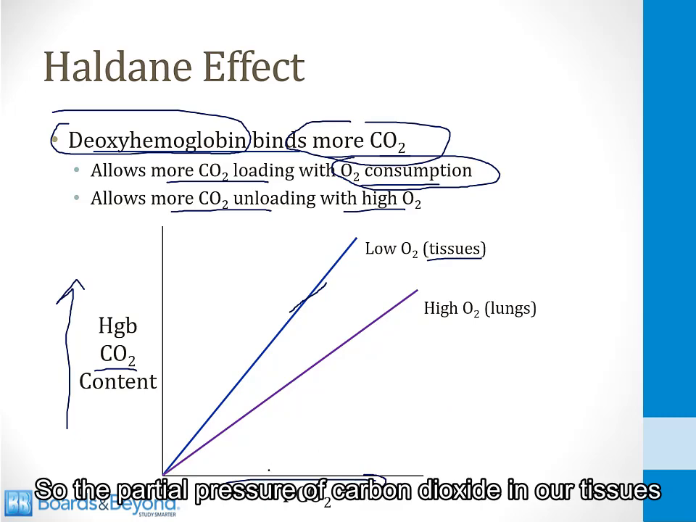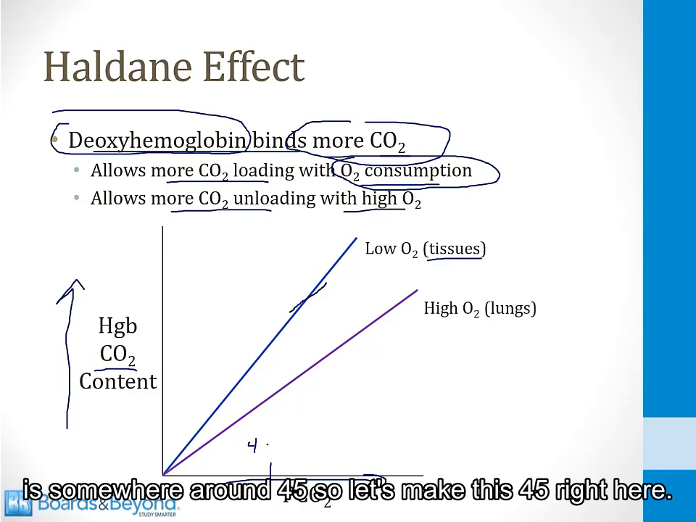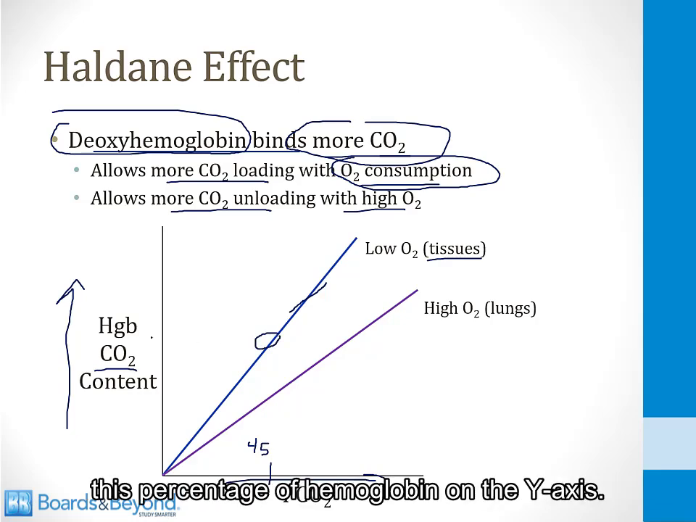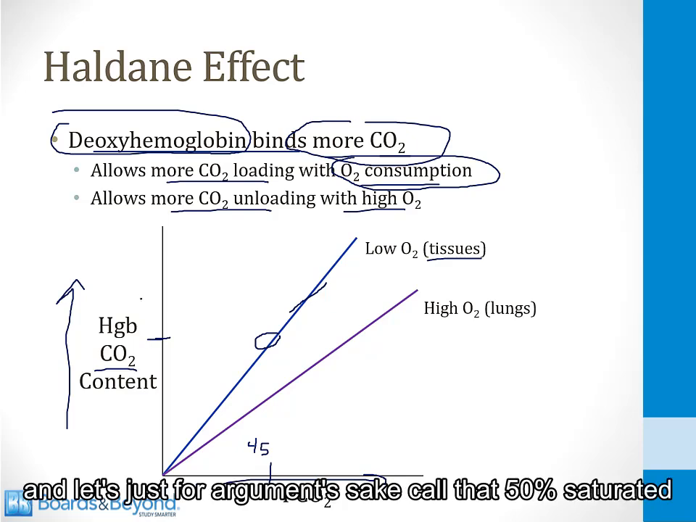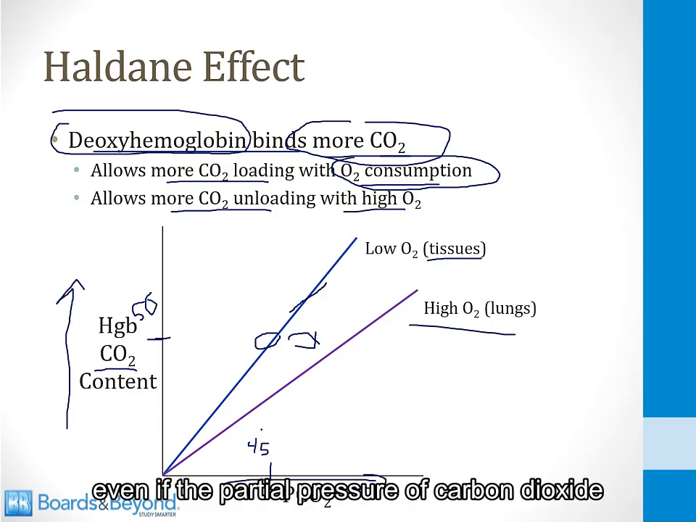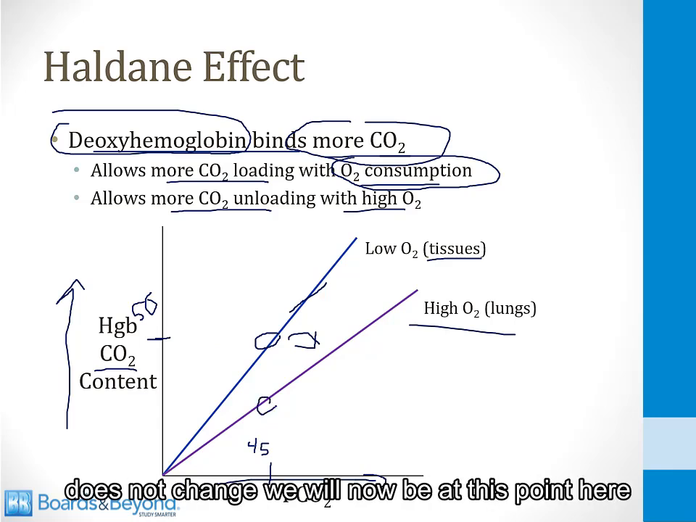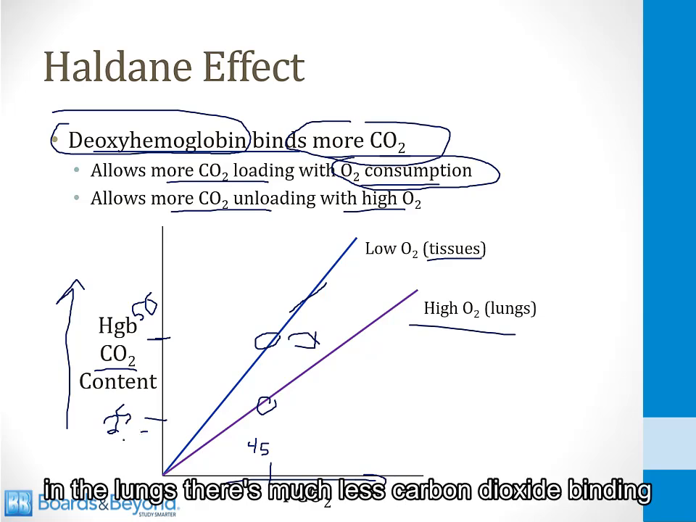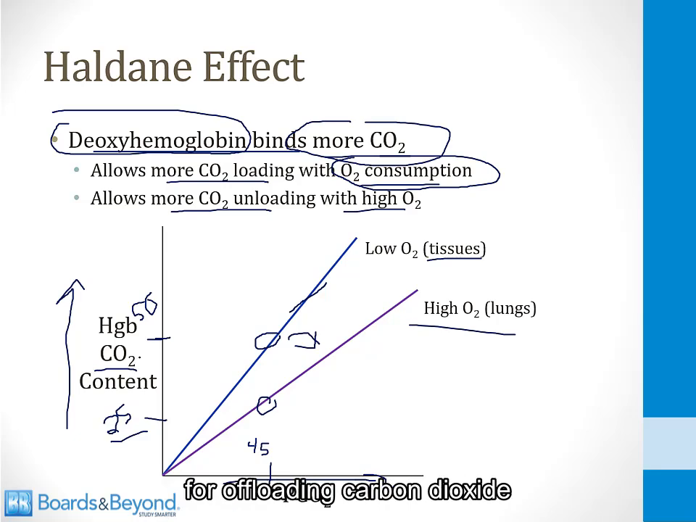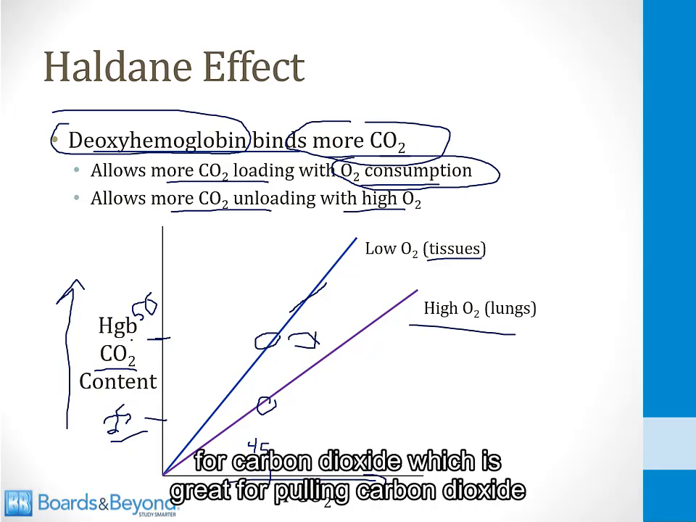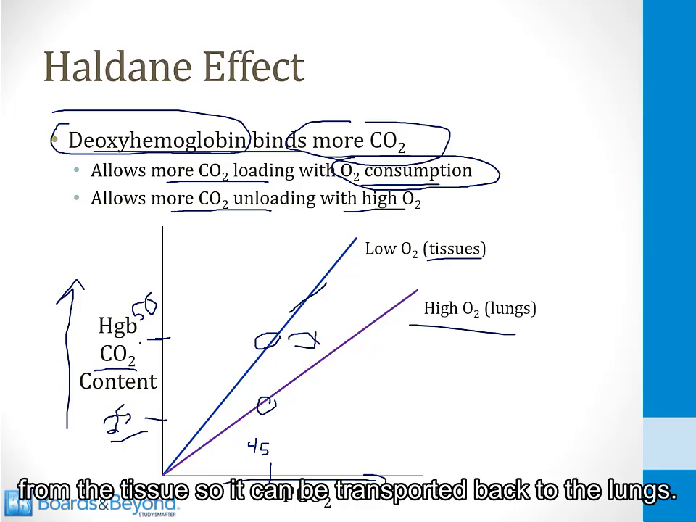So the partial pressure of carbon dioxide in our tissues is somewhere around 45, so let's make this 45 right here. And if we're in our tissues, we're going to bind up to this percentage of hemoglobin on the y-axis, so that's a point right here. And let's just, for argument's sake, call that 50% saturated with carbon dioxide. But then when we get to the lungs, we're going to shift over to here. And now when we get to the lungs, even if the partial pressure of carbon dioxide does not change, we will now be at this point here, which is over here. Let's call it 25%. So the point is, in the lungs, there's much less carbon dioxide binding compared to tissues, which is great for offloading carbon dioxide. And then in the tissues, there's much more hemoglobin binding of carbon dioxide, which is great for pulling carbon dioxide from the tissues so it can be transported back to the lungs.